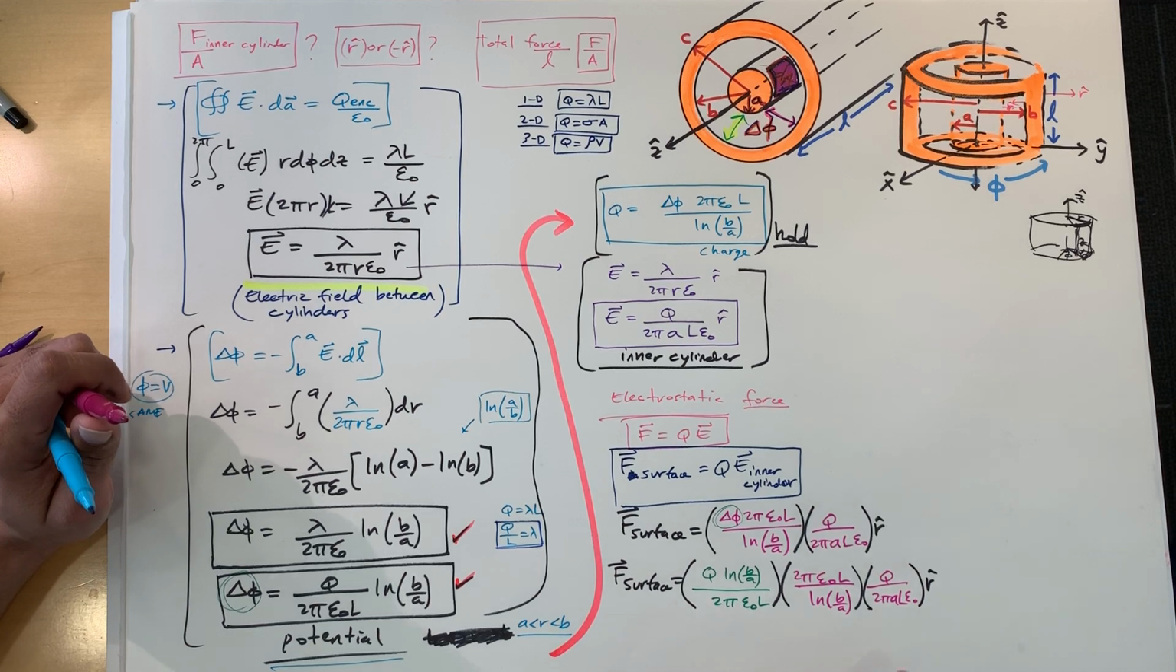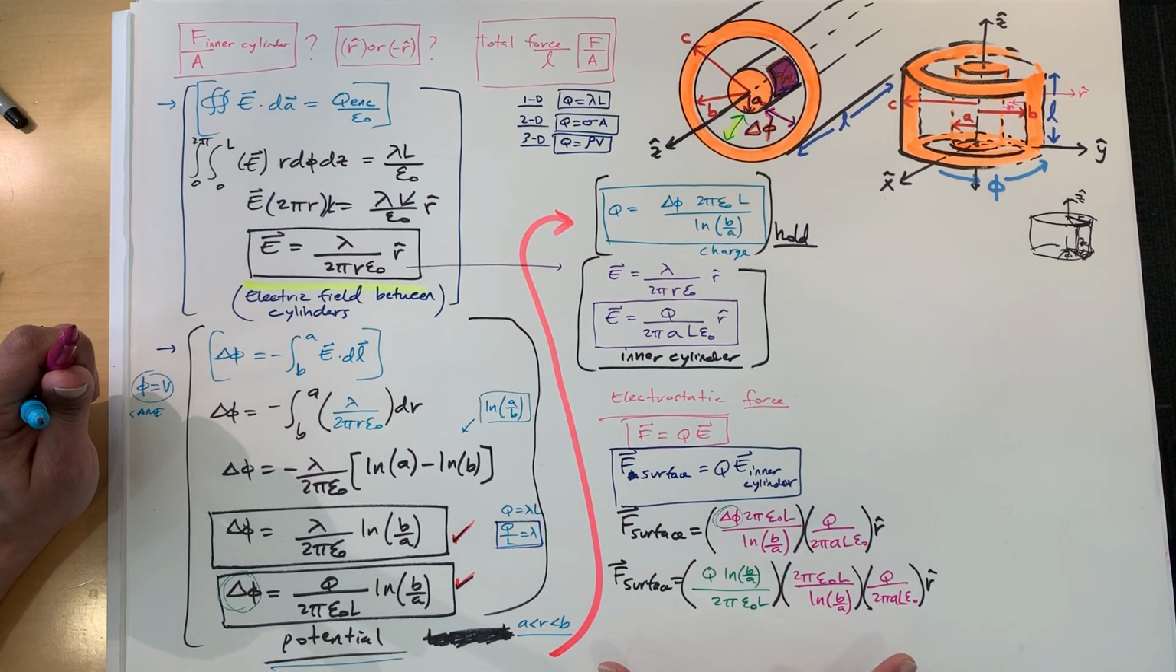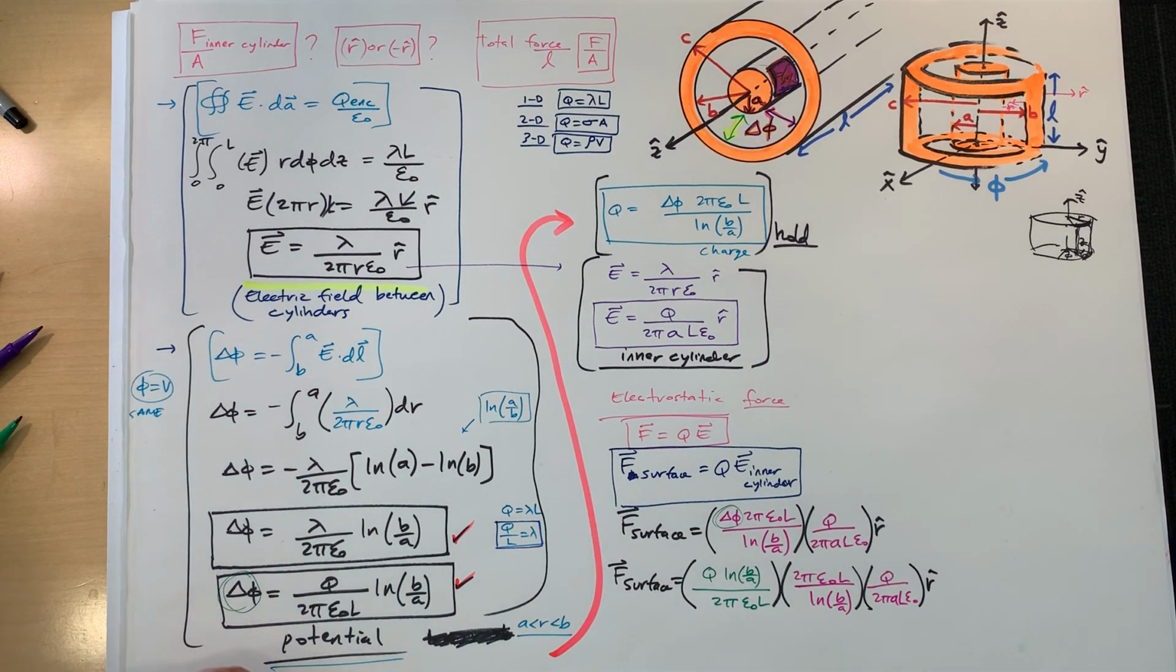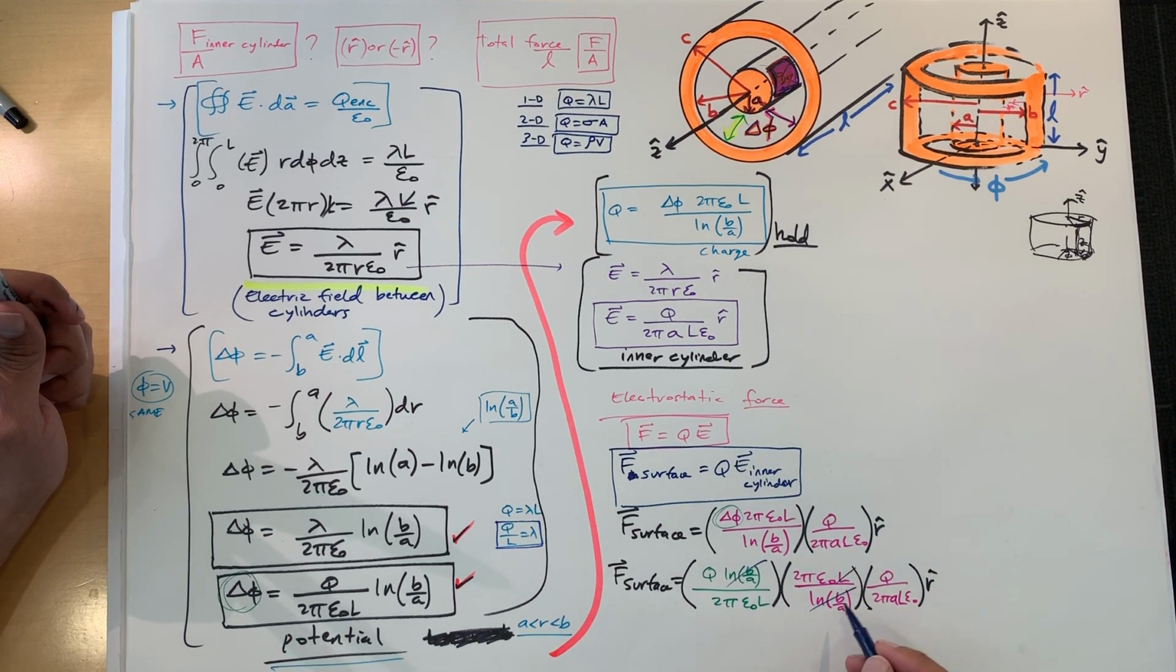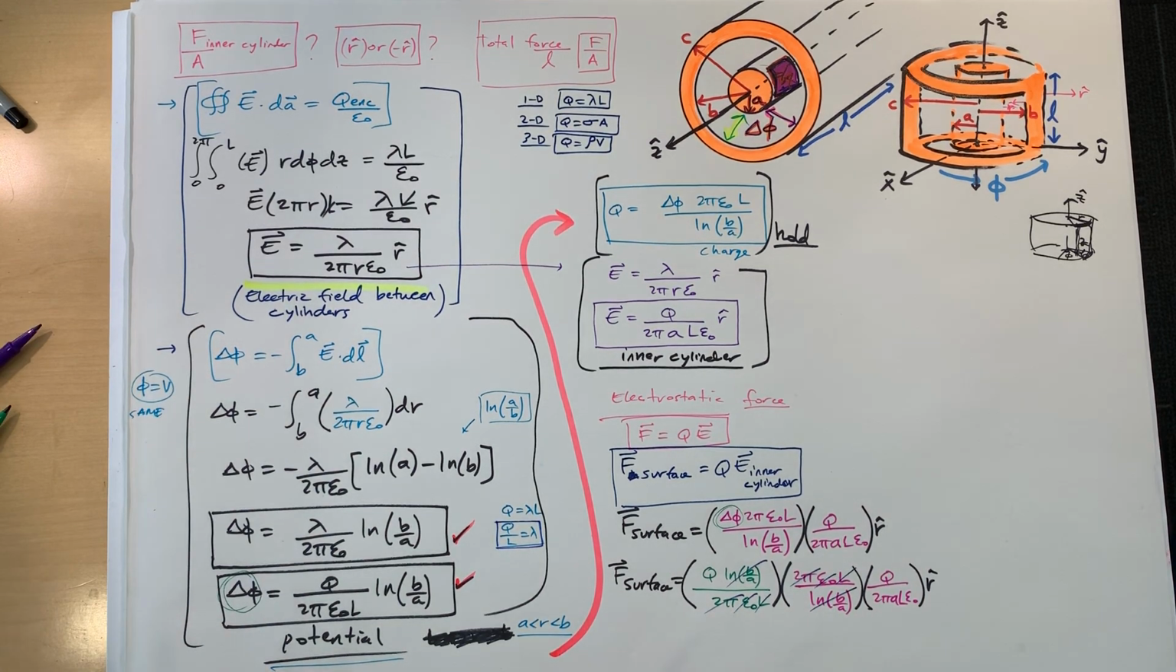And so now we're in a much better place to start canceling things out. So what do we see that can cancel out? We have ln of b over a. We have an L, and this L can cancel here. Epsilon naught, and we've got the 2 pi that can cancel. And that's it. Now let's write everything that's left.